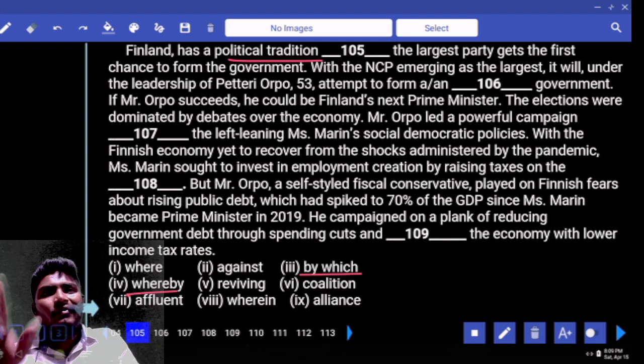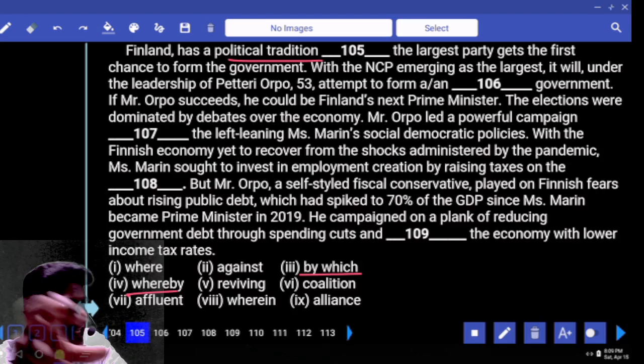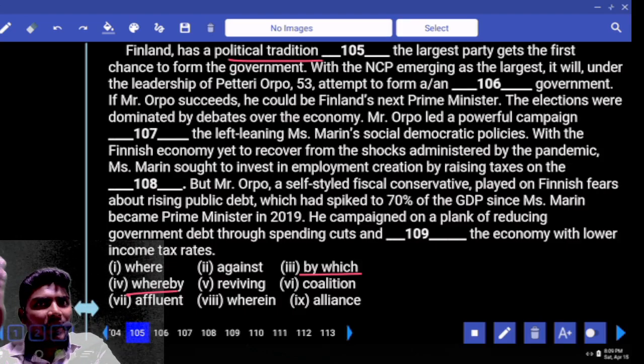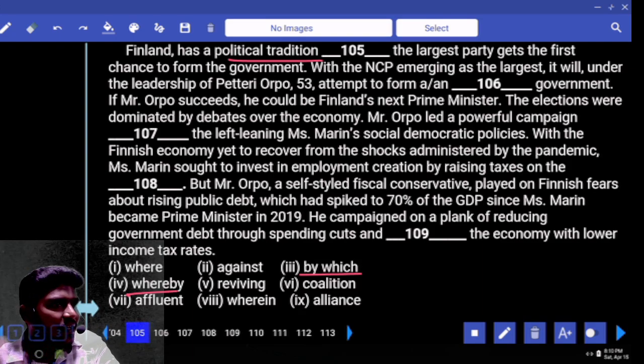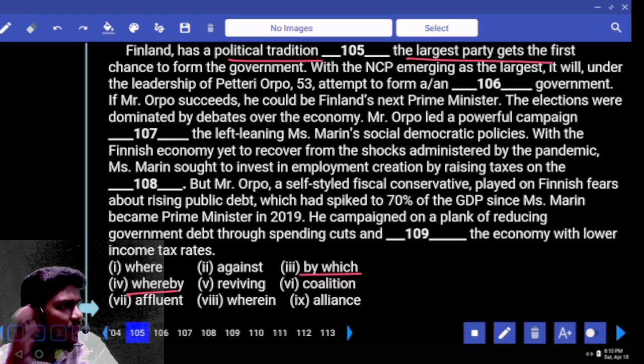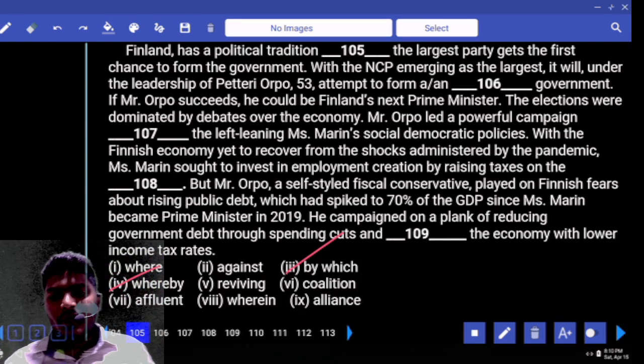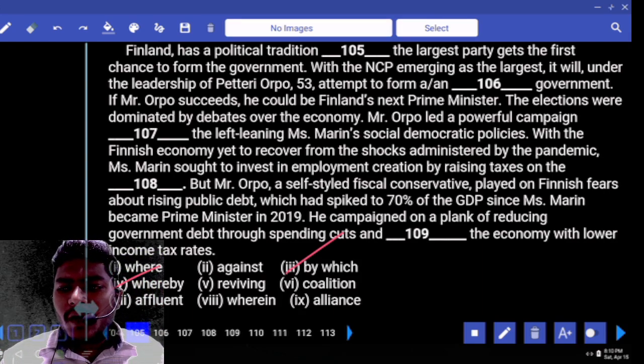Then your answer comes with whereby and by which. Now tell me, are we speaking about the Finland country or are we speaking about one particular tradition which is different? We are speaking about the tradition. What is the tradition here? Largest party forms the government. That is a tradition. Okay. Now your answer comes with both the 3 and the 4. Next, continuation shown. What is the continuation?